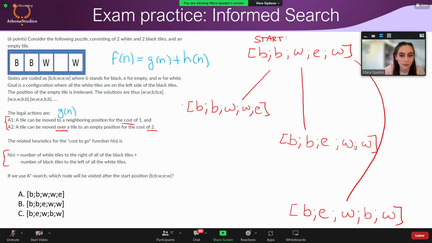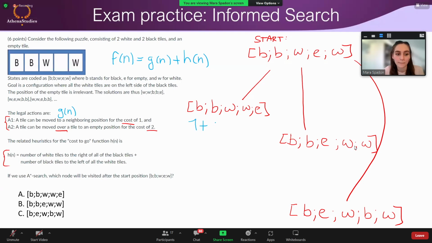So for this first one, they say a tile can be moved to a neighboring position for the cost of 1, or it can be moved over a tile to an empty position. So what happens in this one? For this one, only W was moved, so it was a 1. Yeah, so we have a cost of 1, and then we need to add our cost of H, which is the number of white tiles to the right of all the black tiles, added to the number of black tiles to the left of all the white tiles. So if you would add them up here, which values will we get?